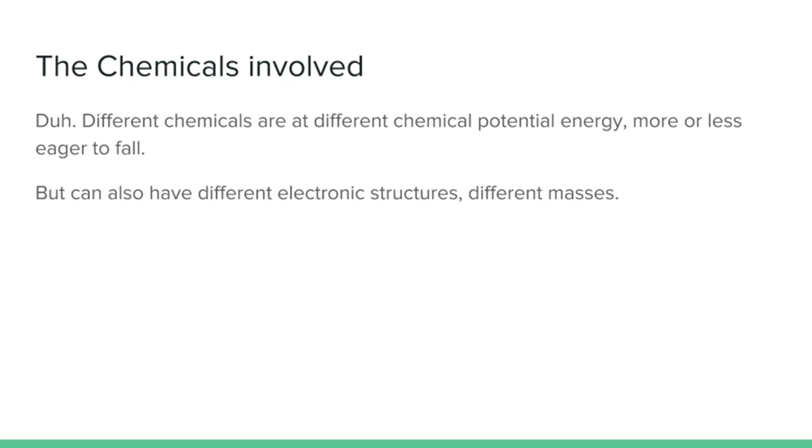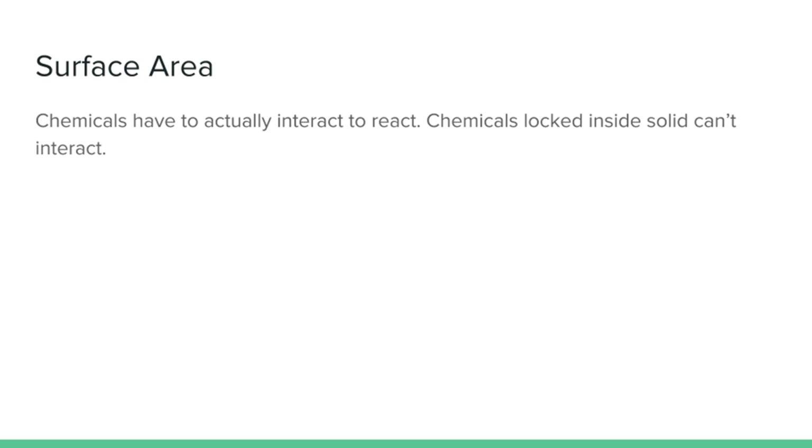Next up is surface area. Surface area requires a little bit more work to get at, but not much. If the chemicals can't actually interact, if the molecules themselves can't hit one another and react with one another, then they're not going to react. Okay? They actually have to be touching. So surface area means that the things have to be touching, basically.